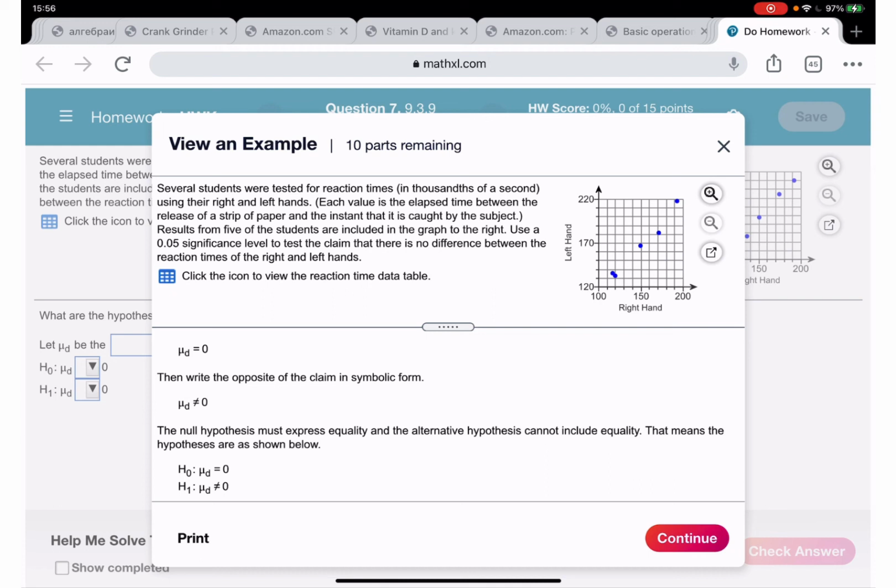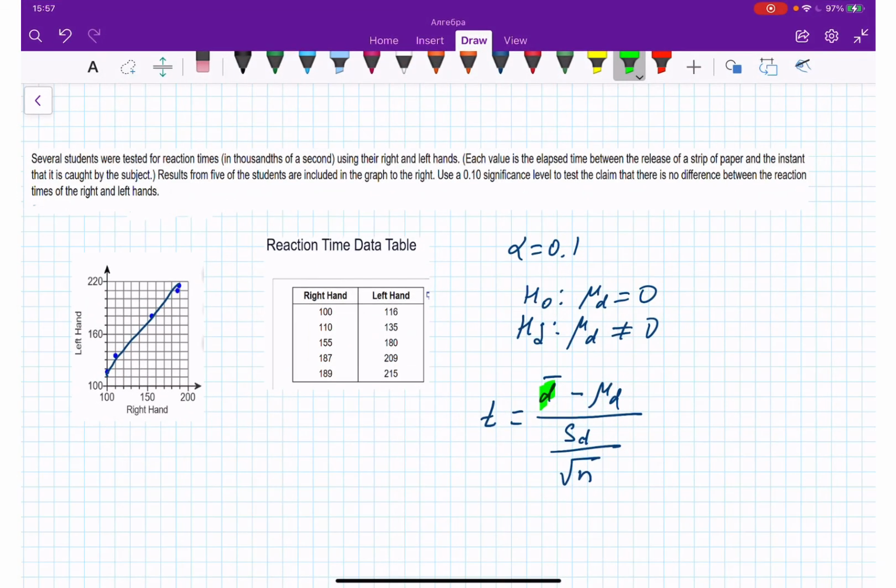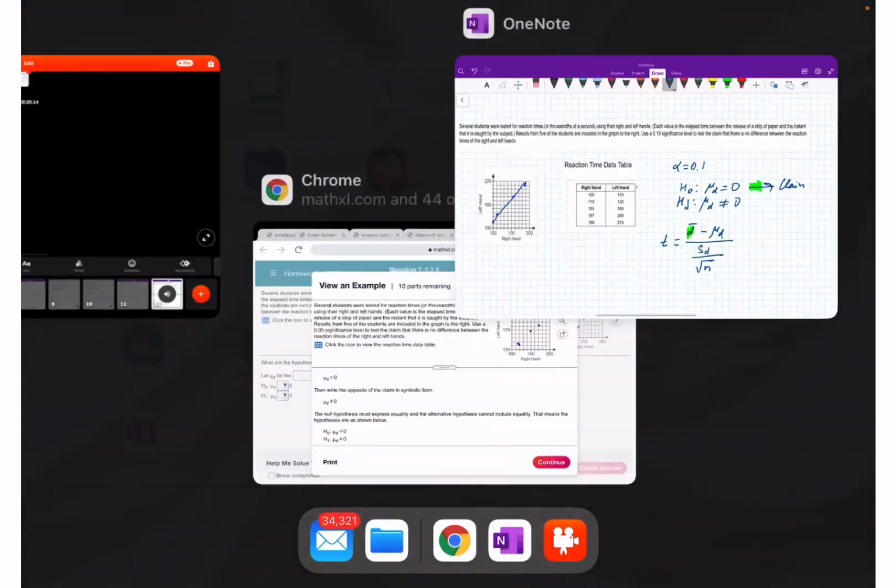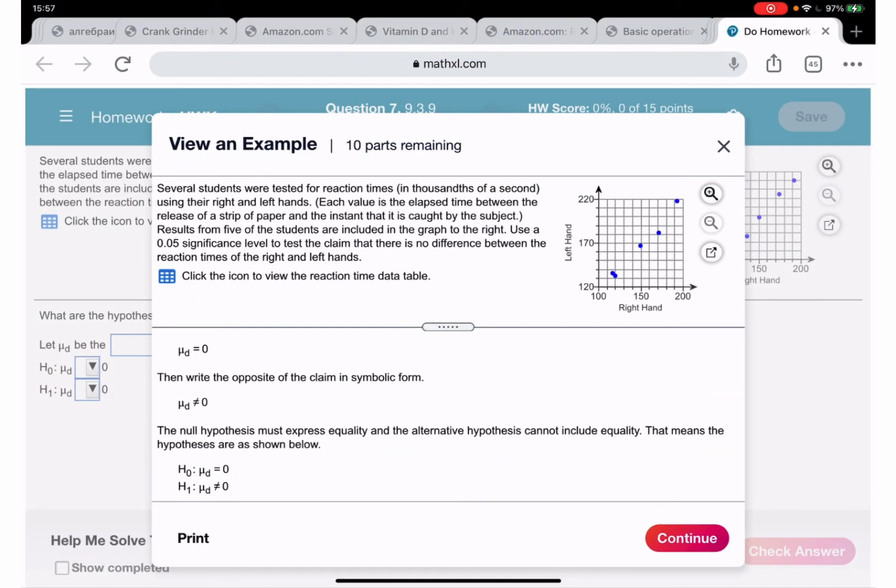At the end you will see exactly what I was saying. With a 5% significance level, test the claim that there is no difference between reaction times. Our claim is going to be the null hypothesis, no difference. The null hypothesis is going to be our claim. Let me write this down here. This is our claim, that there is no difference. Okay, now let's continue.